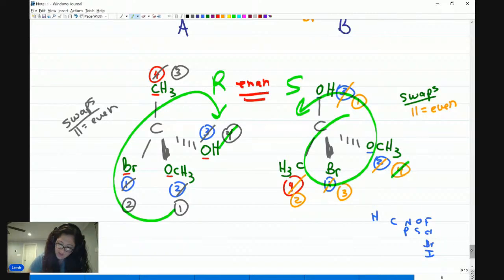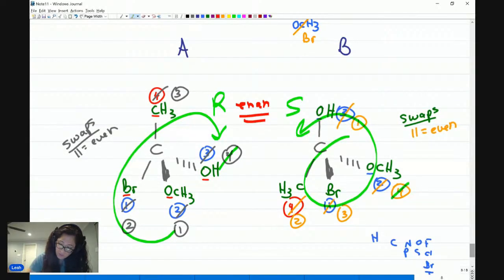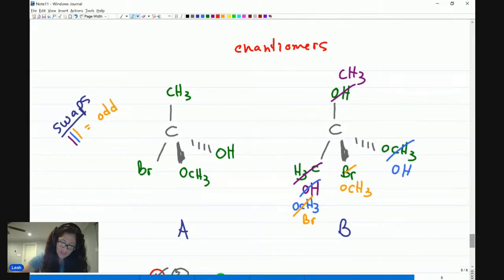What did we say this was? Enantiomers. But wasn't it so much faster to just compare them without finding R and S? Again, I went through this really fast because I was proving a point. If you're going to try R and S, please do it slower until you feel really confident. But this right here, much, much faster.